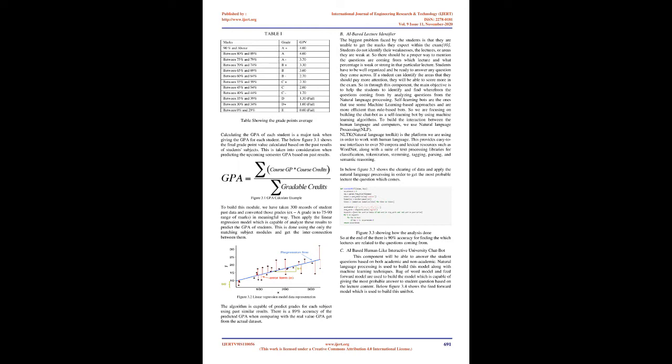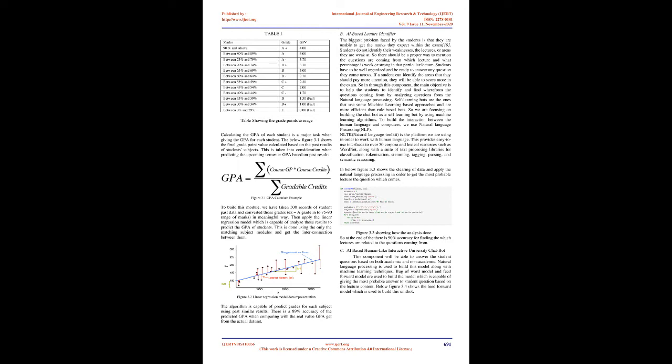This provides easy-to-use interfaces to over 50 corpora and lexical resources such as WordNet, along with a suite of text processing libraries for classification, tokenization, stemming, tagging, parsing, and semantic reasoning. Figure 3.3 below shows the cleaning of data and applying natural language processing to get the most probable lecture the question comes from. At the end, there is 90% accuracy for finding which lectures the questions are related to.